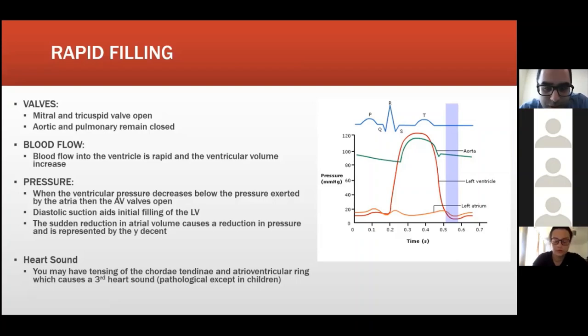Also to note during this phase, and I'll come to heart sounds later on, you might have a tensing of the chordae tendineae and the atrioventricular ring, and this can cause a third heart sound. Normally in adults, this can be pathological, particularly in heart failure, but it might be a normal finding in children in particular.